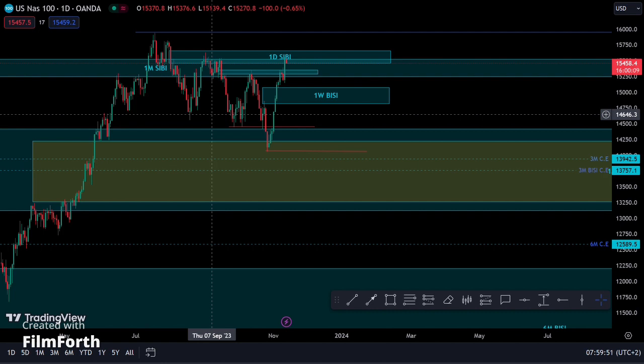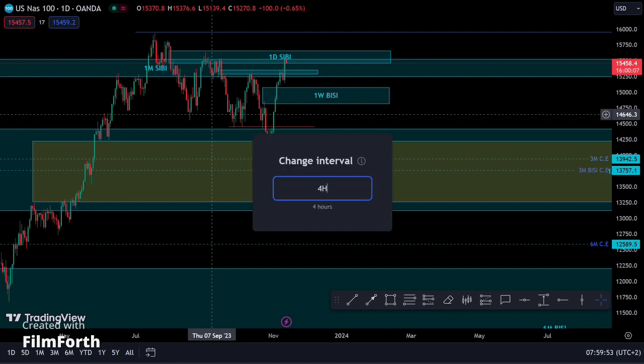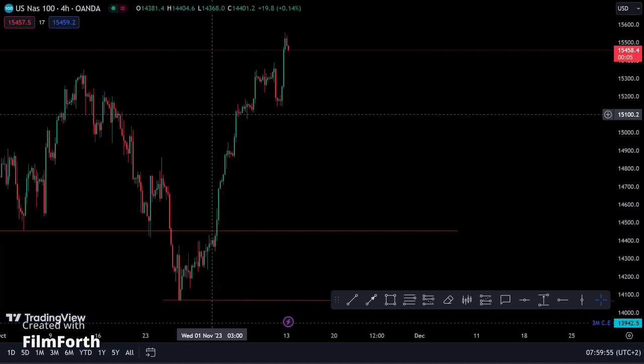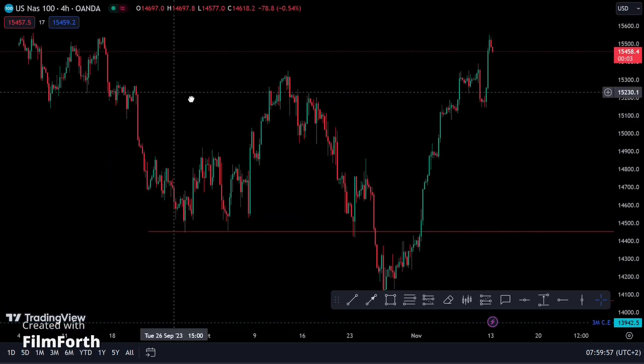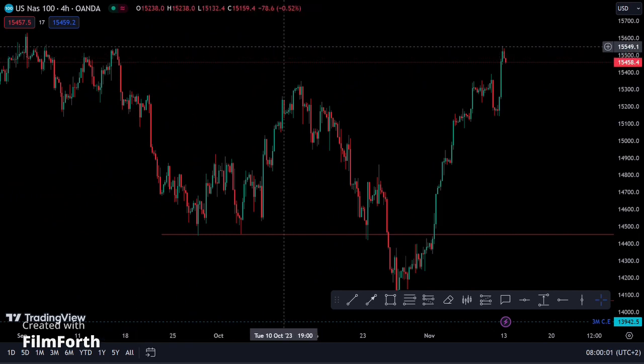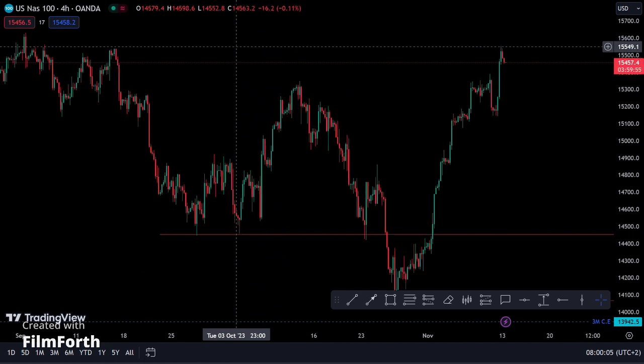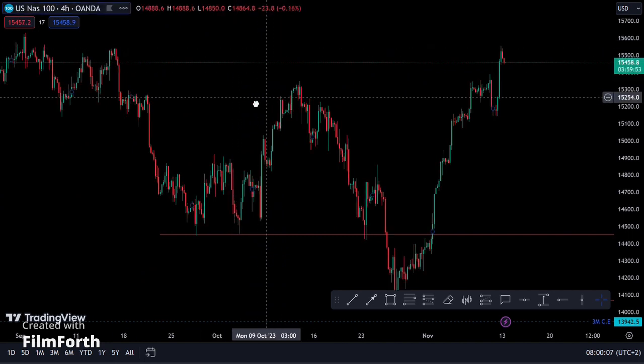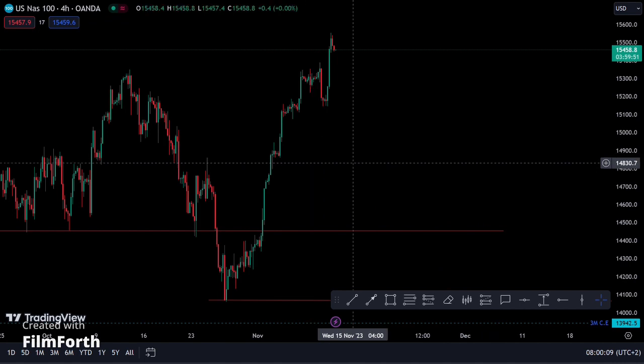What's next? Let's go to the 4-hour chart. On the 4-hour chart, I'm sure there's a fair value gap we turned by here. We turned at the order block. Well, we broke it. We broke the high. You see, we broke the high, so we turned.